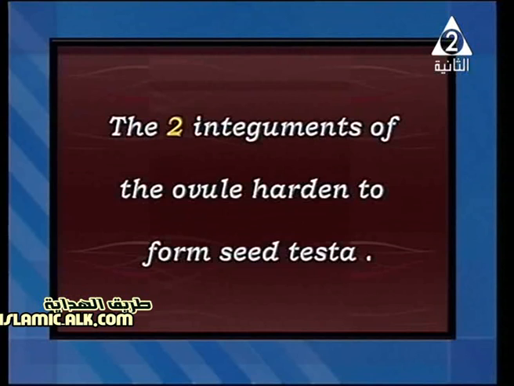While the two integuments of the ovule are hardened, they become stiff and very hard, and form something called the testa. This is the testa as I told you. So the testa is a very hard integument, the two integuments of the ovule that surround the ovule except a tiny hole which is called the micropyle. They are hardened, increase in stiffness and form the seed testa, the cover of the seed.